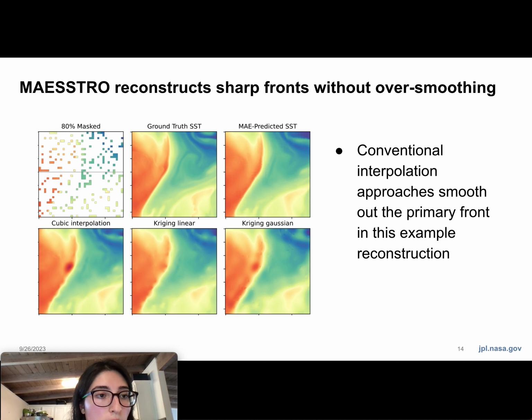So as you can see, MAESSTRO preserves the frontal structures without over-smoothing. In contrast, the conventional interpolation approaches smooth out the primary front in this example and fail to capture the sharp front, resulting in smooth and blurry reconstructions with locally generated bullseye features.